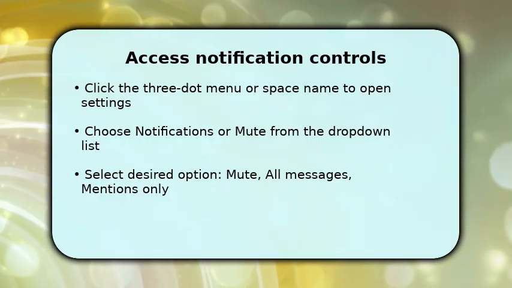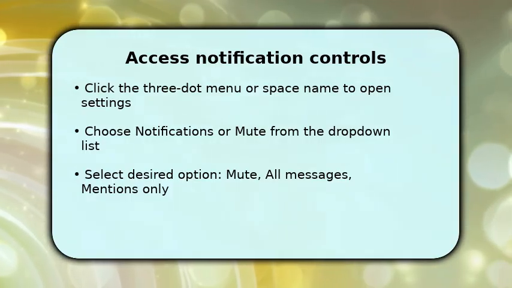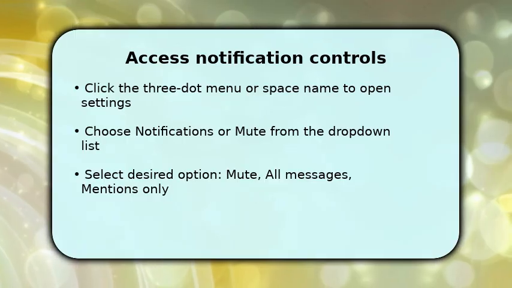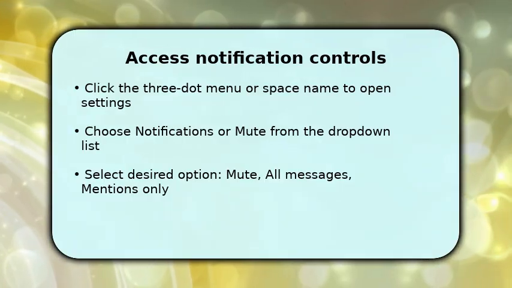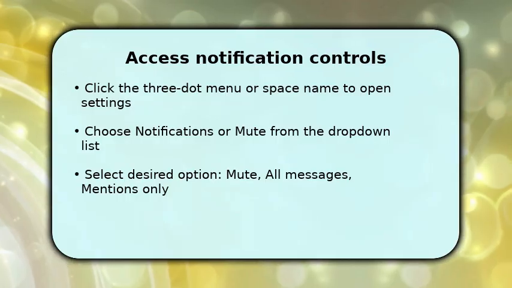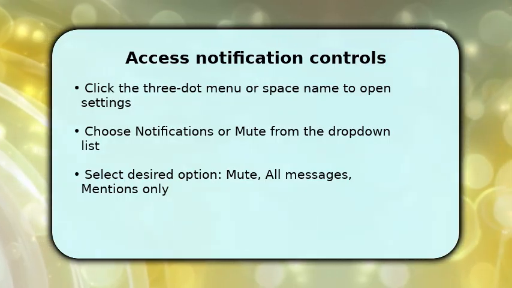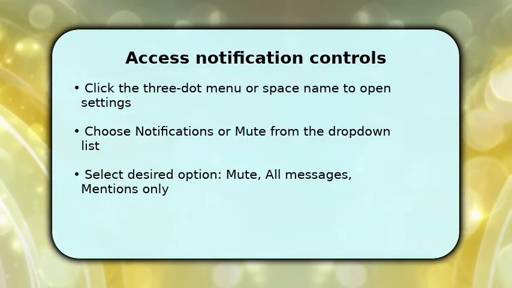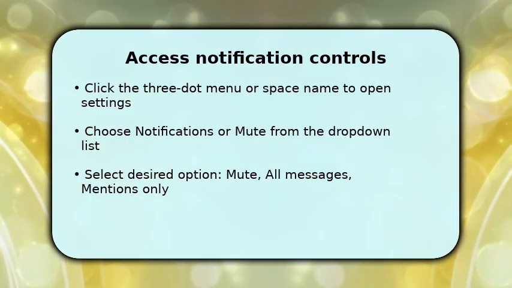This reveals choices for how you'll be alerted. Choose Mute to stop all notifications, or pick Mentions only to receive alerts only when you're mentioned. If there's an All Messages option, that restores full alerts. You're changing notification behavior for that specific chat, which prevents interruptions without altering other chats.